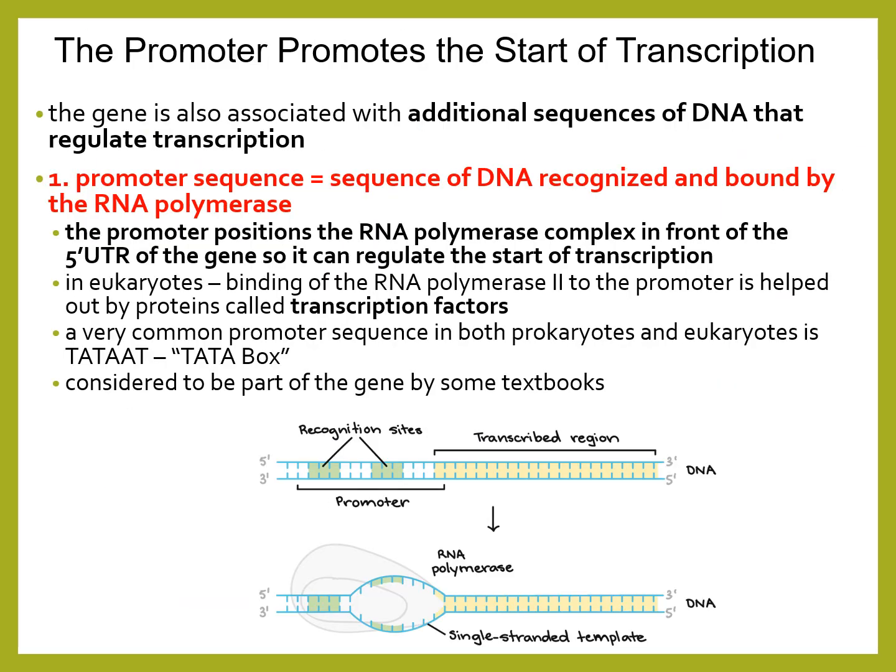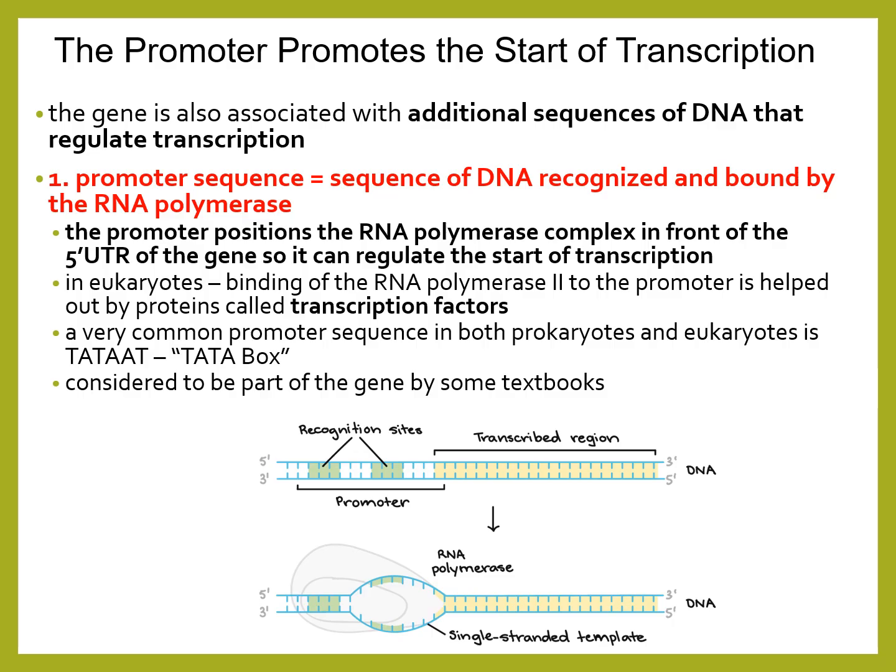In addition to the gene, we also have additional sequences of DNA that regulate the process of transcription. So I want to tell you about 2 specific regulatory sequences of DNA that are associated with genes, and their job is to regulate the transcription of that gene. The first sequence is called the promoter sequence. It is a sequence of DNA that is recognized and bound by the RNA polymerase. The RNA polymerase is going to be doing the actual transcription. It is capable of recognizing the sequence of the promoter and physically binding to it.